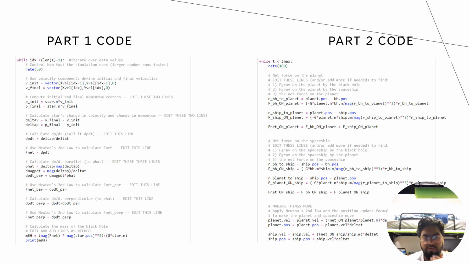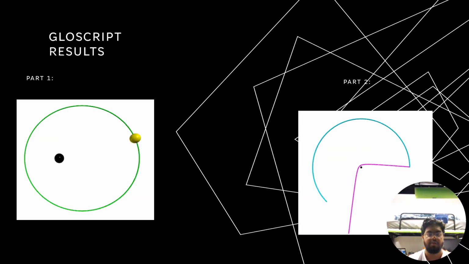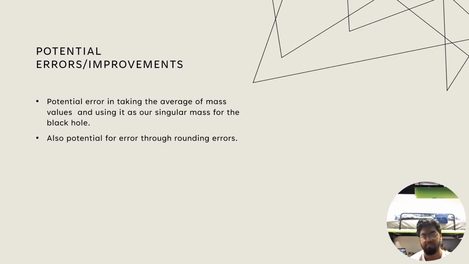And then in part 2, you can see that we used the gravitational force equations in order to get the forces for each of these objects on each other, and then for the net force on each object, you combine the forces acting upon it. And then testing around with that, you can get the initial velocity. So here are the glow script results. For part 1, you see the elliptical orbit. For part 2, you can see it avoiding the black hole.